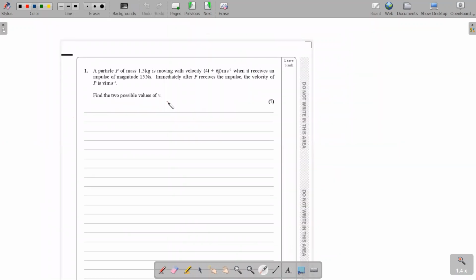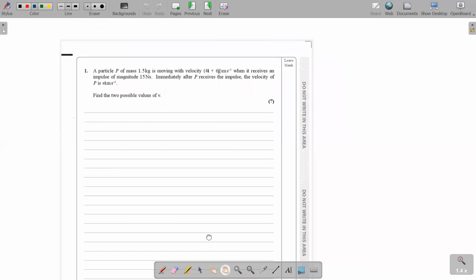Question number 1. A particle P of mass 1.5 kilograms is moving with velocity 4i plus 6j meters per second when it receives an impulse of magnitude 15 Newton seconds. Immediately after P receives the impulse, the velocity of P is Vi meters per second. Find the two possible values of V.